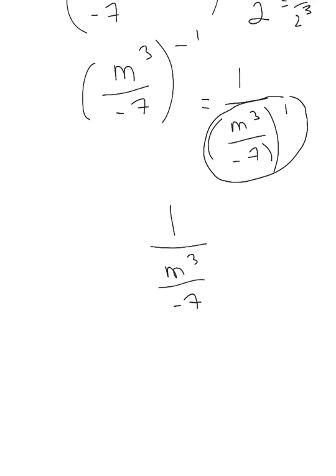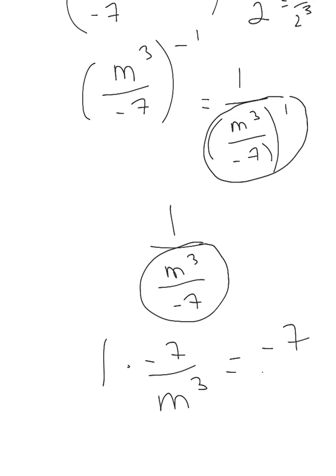Now think about how you divide fractions. How do you divide 1 by m cubed over negative 7? It's really 1 times the reciprocal of the denominator, which will be negative 7 over m cubed. That's why the answer is negative 7 over m cubed.